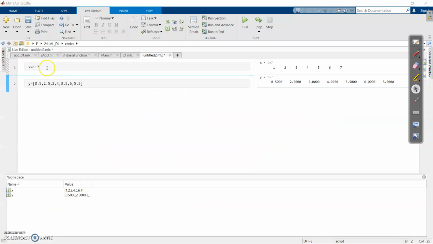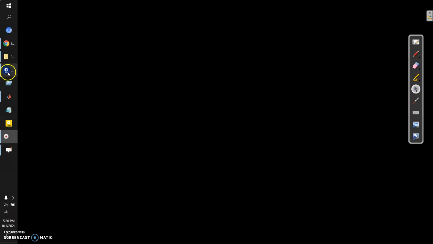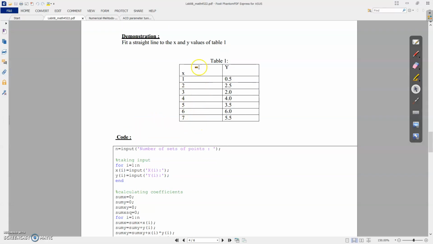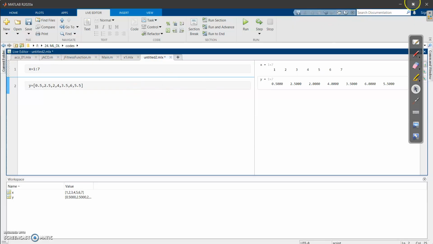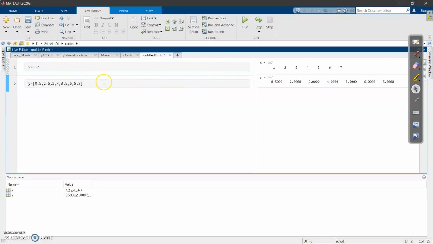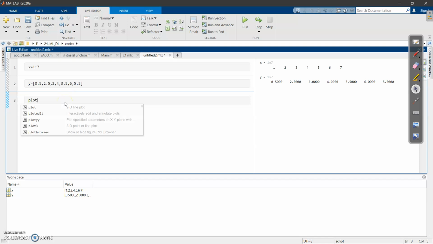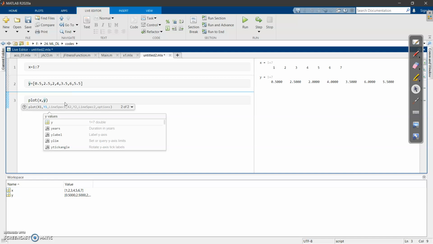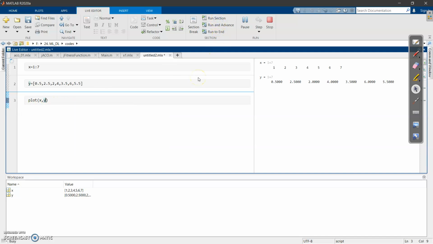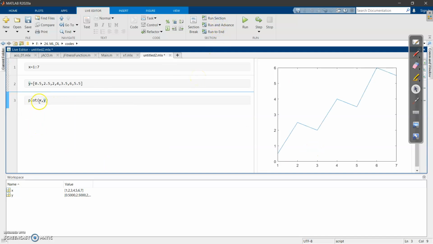If you look at the example given here, these are the values of x, and these are the corresponding values of y. Say for example, if I try to plot x comma y, what is it going to give? As you can see, plot by default creates a line. You can think of this as the curve fitting option, like the interpolation option. But we don't want to do it.